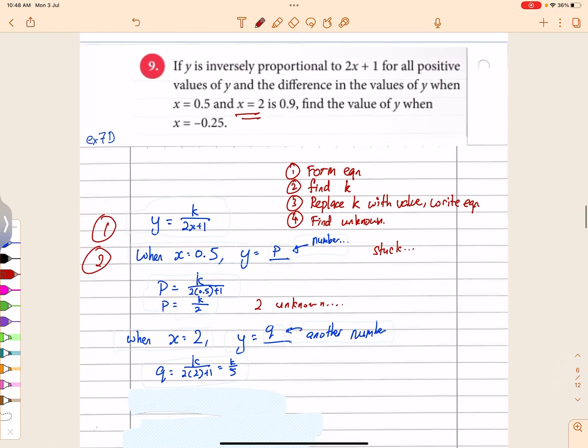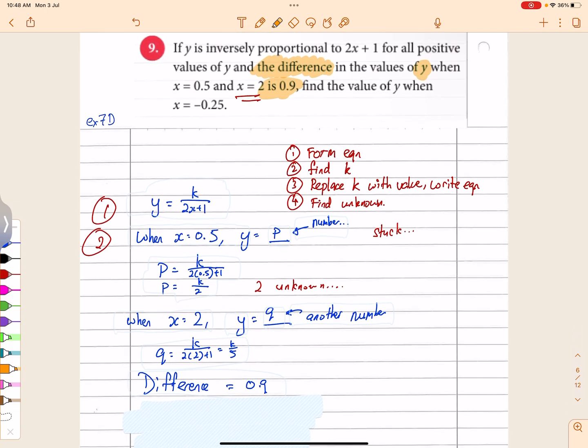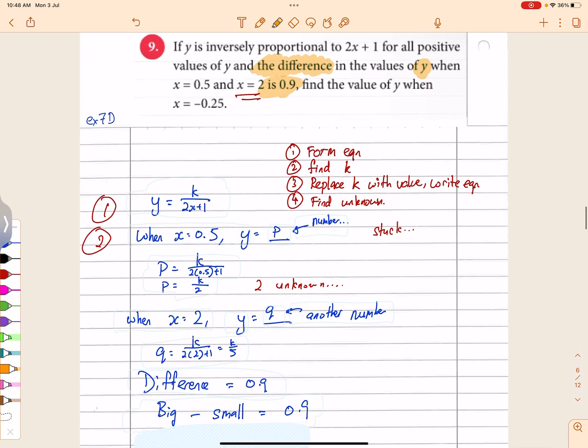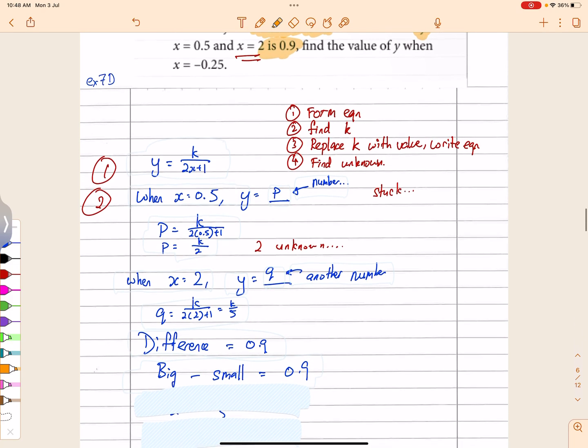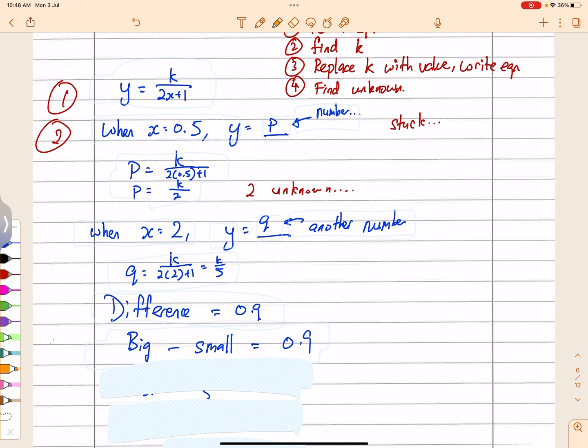Then I'm stuck. So I try to read the question again. It says that the difference between the values of y is 0.9. So I know that the difference is 0.9. But difference means minus. But what should I minus? So I should always use the idea of a big minus small should give you a positive 0.9.